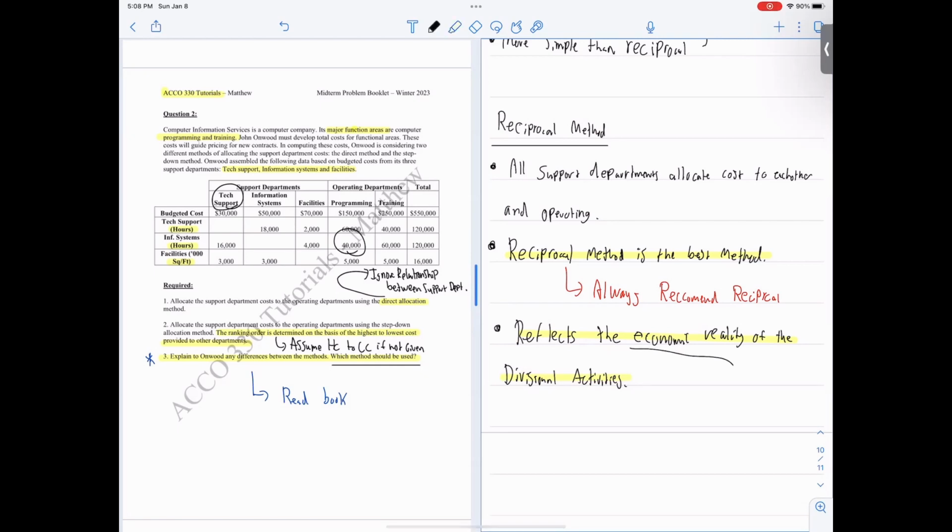So guys, on your exam, make sure you write this when you're recommending reciprocal. Reciprocal is the best method. Why? Because it reflects the economic reality. You say that, I guarantee you're getting your marks. Okay? You should be billed the amount you use. That's it. That's all. All right, guys.